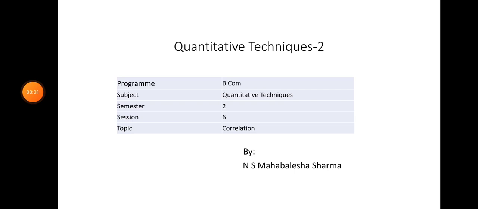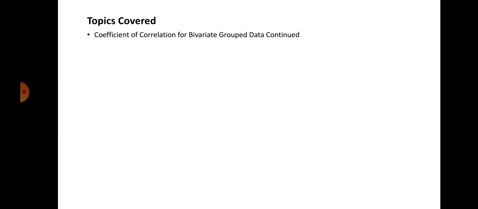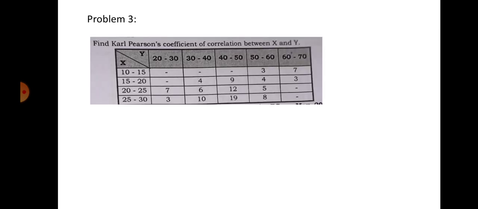Students, we are discussing the coefficient of correlation. This is another problem on grouped data: correlation for bivariate grouped data. Here is a problem in correlation, the coefficient of correlation between x and y.